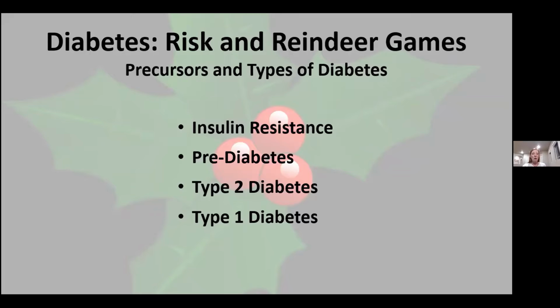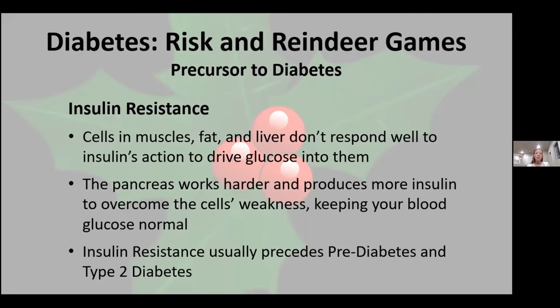So there are a couple of precursors and a couple of types of diabetes. So precursors are insulin resistance and prediabetes, and two types of diabetes being type 1 and type 2. So insulin resistance is when the cells in the muscles, the fat, and the liver don't respond well to the action of insulin to drive the glucose into the cells. So the pancreas works harder, produces more insulin to overcome the cell's weaknesses, and that keeps your blood glucose normal. Insulin resistance usually comes before prediabetes and type 2 diabetes.